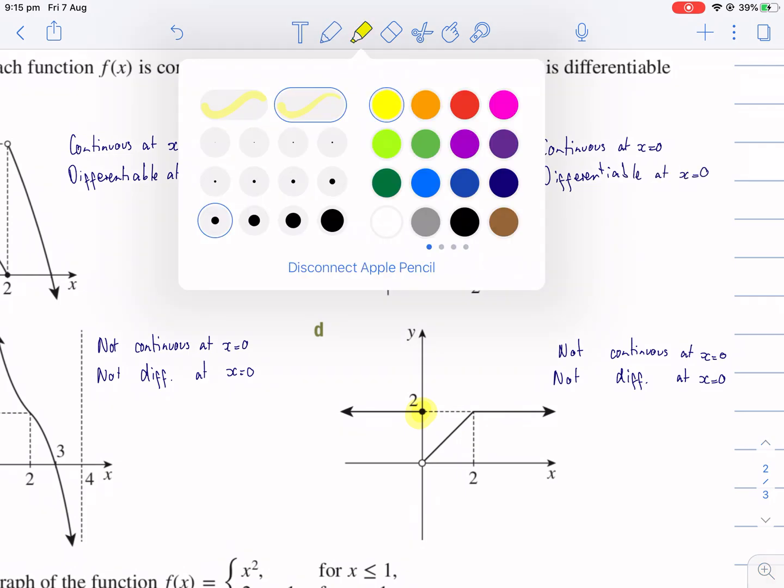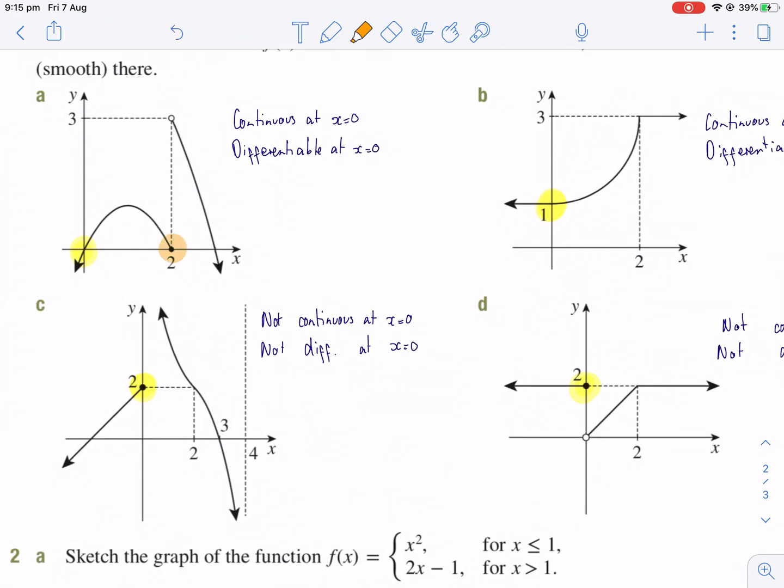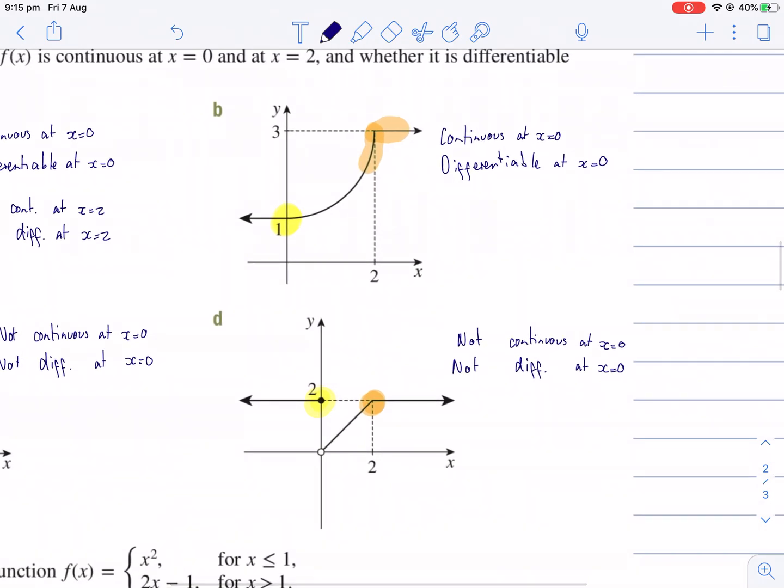Now let's look at x equals 2. Okay, so for question A, it's not continuous at x equals 2. Automatically means it's not differentiable. This one, it is continuous. It does go up and keep going along.